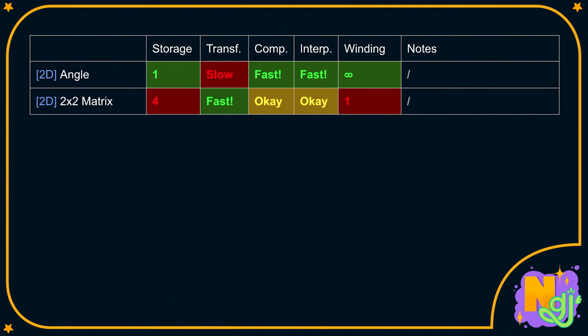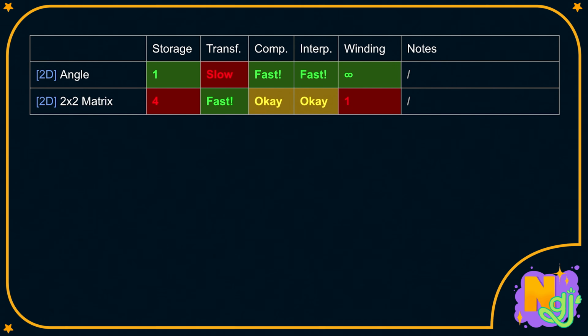When it comes to composition, which is combining orientations, for angles you just add them together. It's a simple add operation, super fast. Interpolation is also just a lerp, which is also super fast, and you can represent winding with it. Meanwhile, for the 2x2 matrix, composition is OK. It's quite a lot more multiplications, but it's possible. But interpolation is when you're going to need trigonometry again, and there's no way to represent winding with 2x2 matrices.